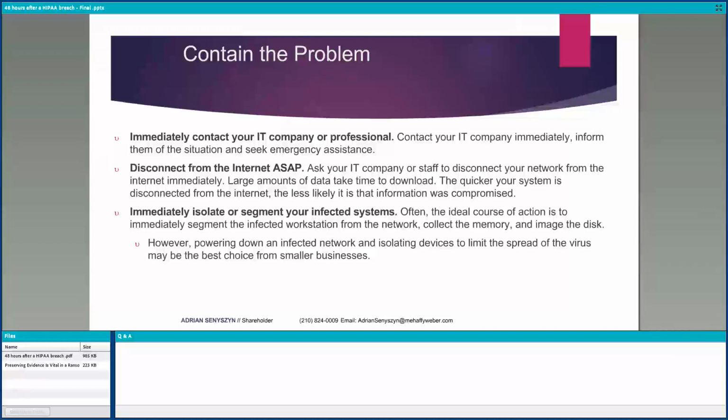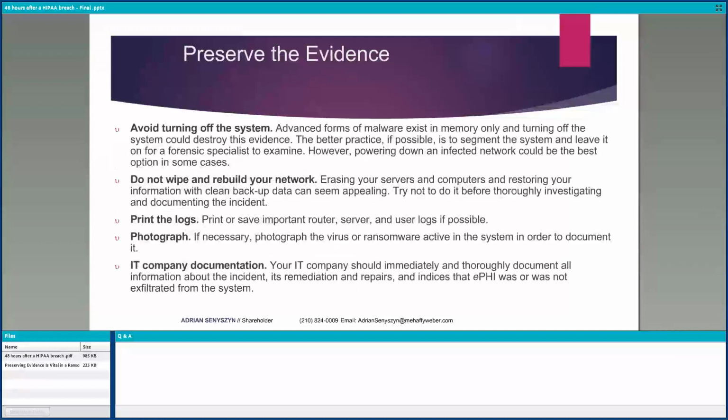We also want to be careful not to power down our systems if we can avoid it. Sometimes it's unavoidable, but as you see on this next slide, if you avoid turning off the system, sometimes we can preserve evidence that might be otherwise lost when you do power off the system and the short-term memory is erased.